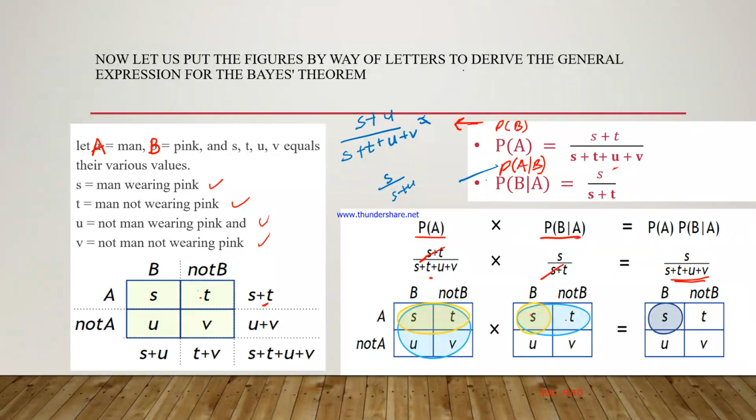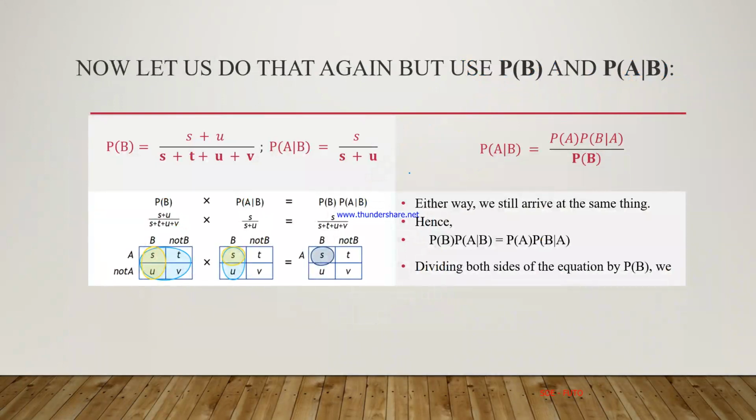So if we multiply S plus U over S plus T plus U plus V, by S over S plus U, this will cancel this, giving us S over S plus T plus U plus V. Meaning that this now is equal to this thing. So having calculated this, we can infer that this and this are the same thing. So if we divide both sides by P of B, we'll notice that this will cancel off this, leaving us with this particular place. And that is our Bayes formula, proven.